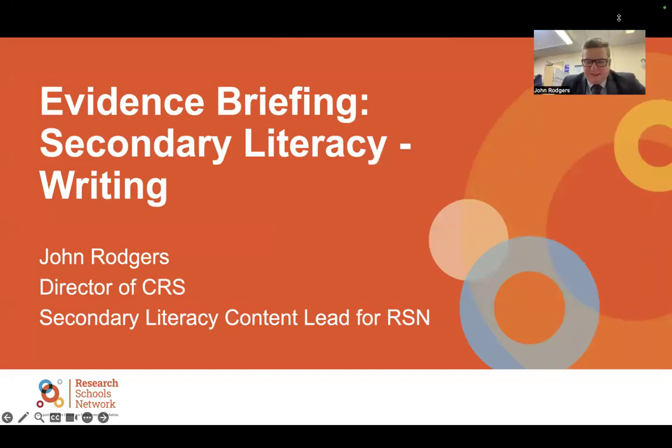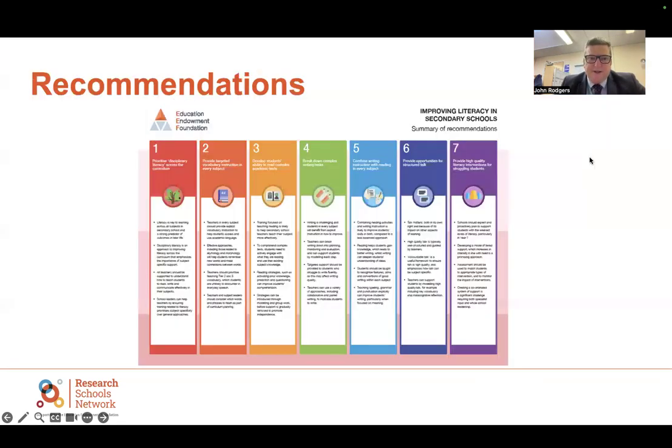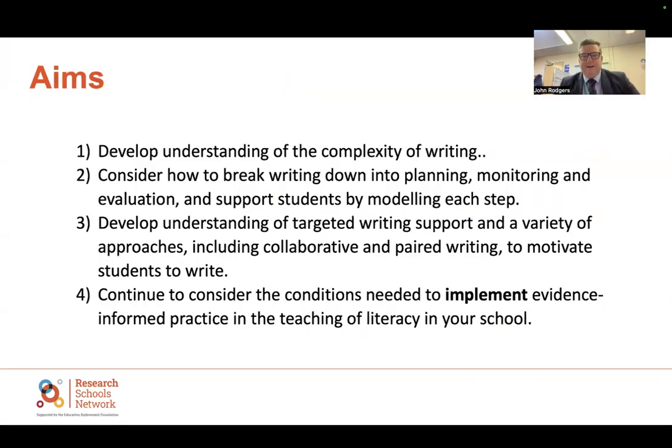Secondary literacy, like I say, writing. So they're the recommendations. This is what we're going to try and do: think about the complexity of writing. As with reading, I think it's really important to help support staff by having a shared language. We've looked at that around reading with the tiered vocabulary model, reading fluency, and some of the models around reading. We're going to do the same for writing and unpack the components of writing, because as we know, it's quite complex.